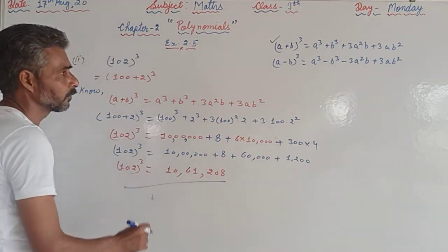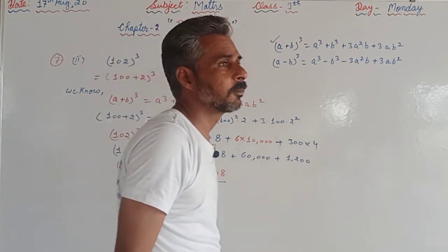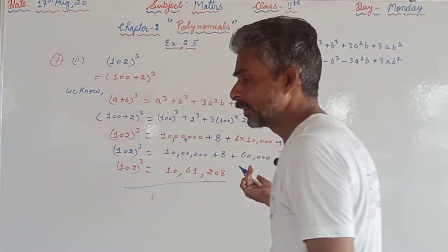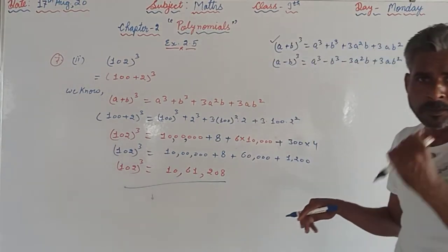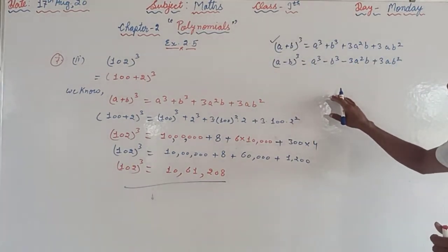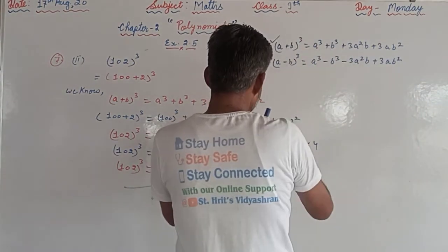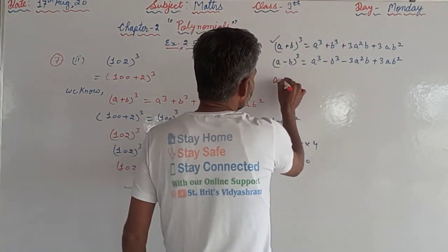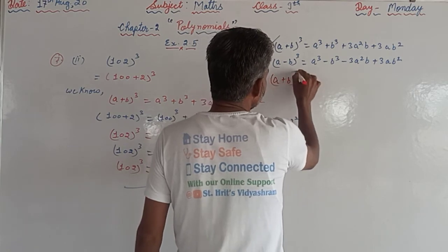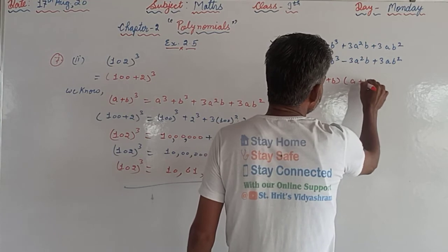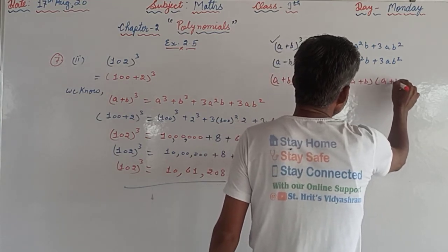So like this we can find the cubes of the numbers without actually multiplying them. I hope that you have understood the method, how to proceed with such type of questions. We are supposed to keep in mind these two formulas. So if you forget the formula, then (a plus b) whole cube can be written as (a plus b) into (a plus b) into (a plus b).